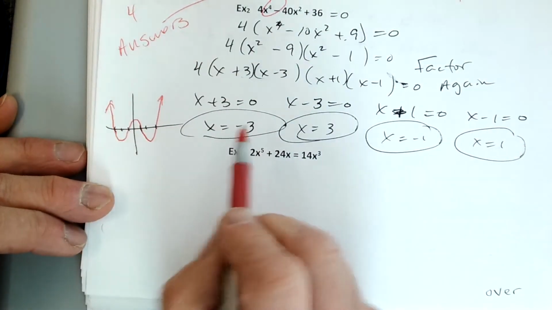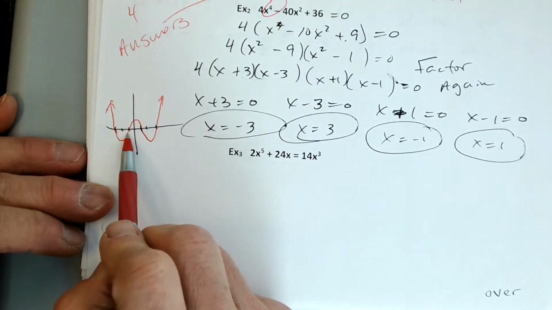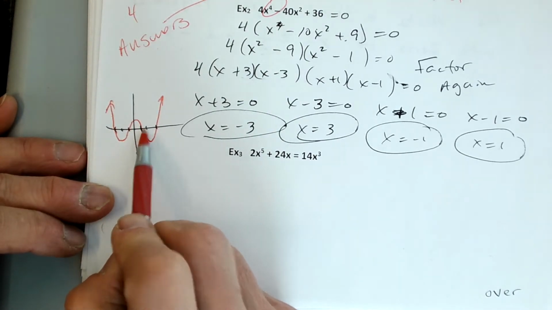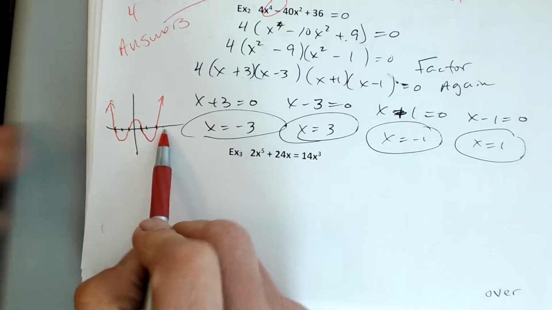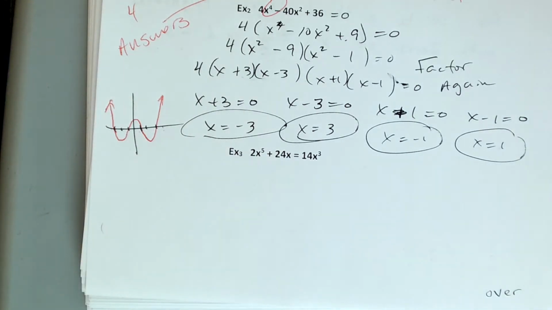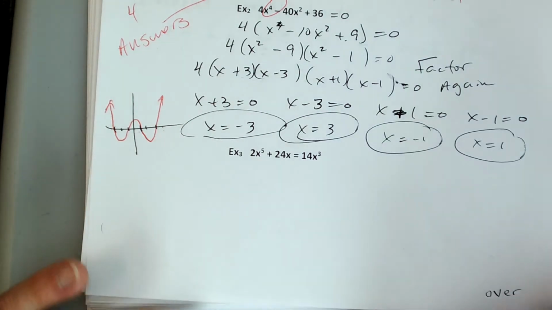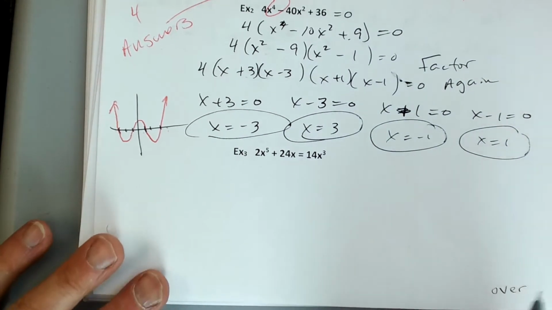So that you can see that at negative 3, negative 1, 1, and 3, right? So what these are basically are x-intercepts, aren't they? And again, you don't have to graph them, but if you did, that's what this is going to look like. Okay, example 3. Here's what happens.